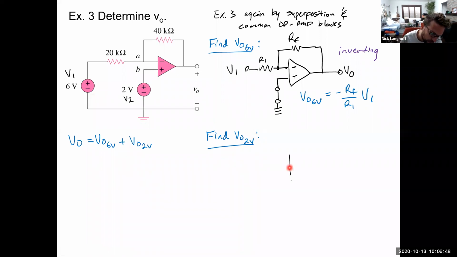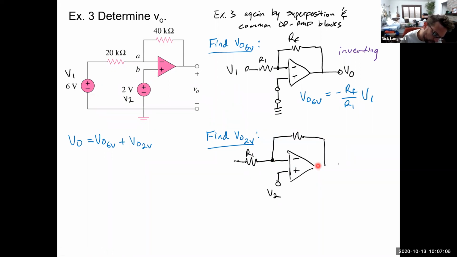Here's the amplifier. This time the 2-volt source is connected here, so I'm just going to show this as V2. Here's R1. Here's RF, still connecting the output to VN. And V2 has been grounded. So now it's been turned off. So now we see that R1 is grounded.